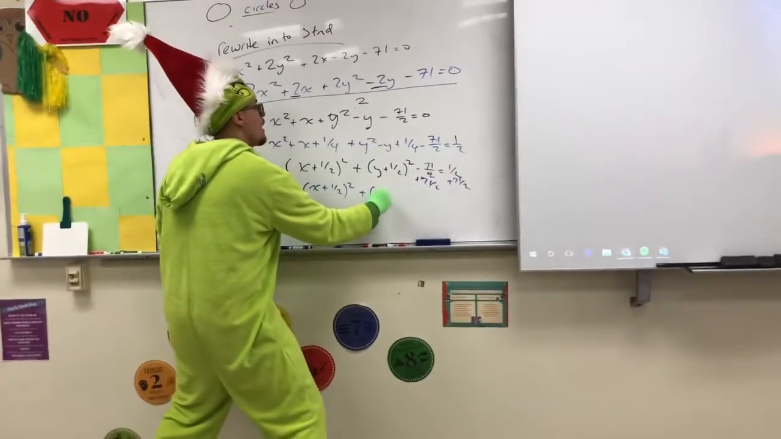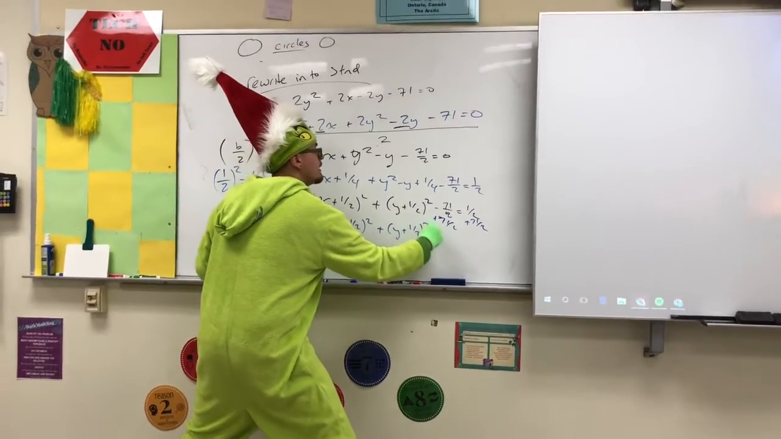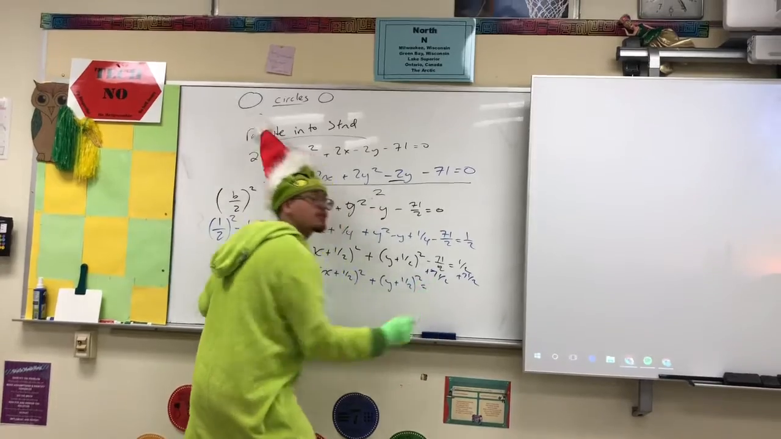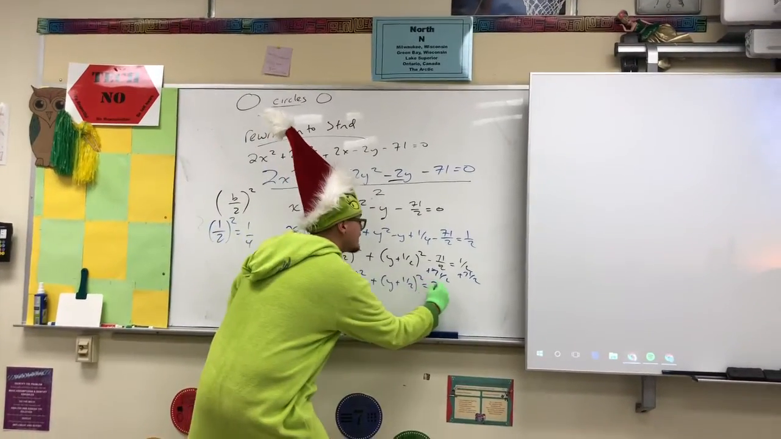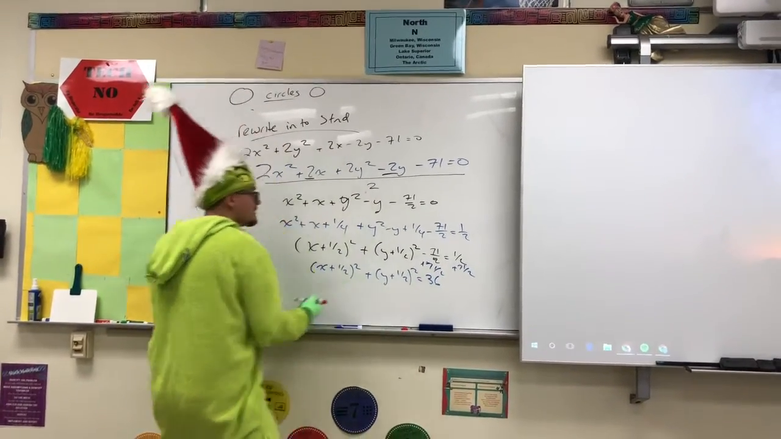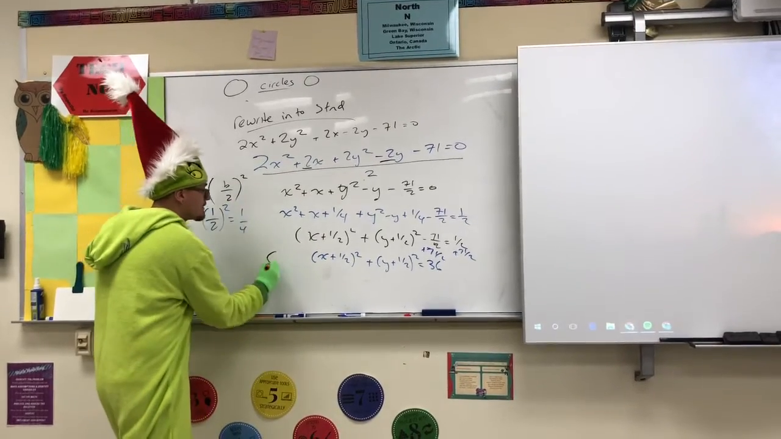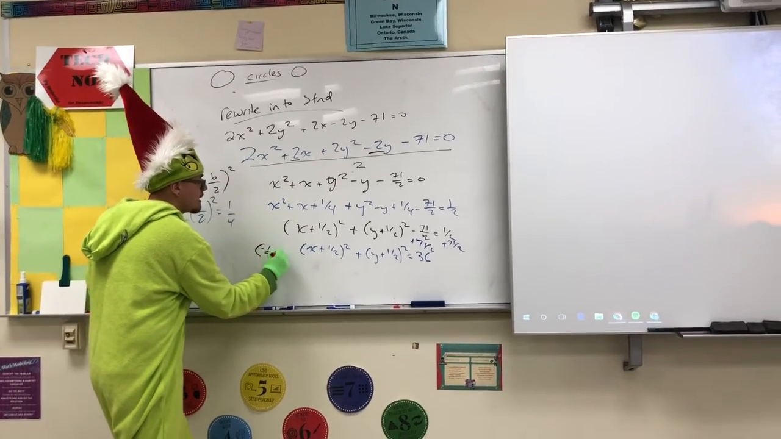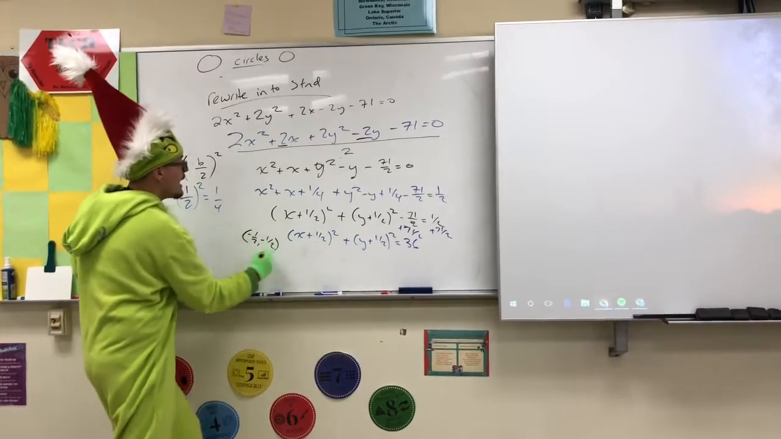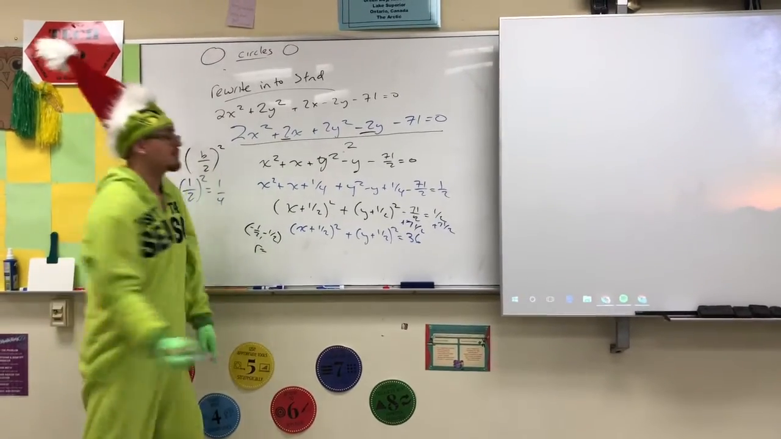X plus 1/2 squared plus y plus 1/2 squared equals 72 over 2, which simplifies to 36. I'm almost done. I just need to figure out my center and radius. My center point is negative 1/2 comma negative 1/2, because those are pluses. And my radius is 6. You have to take the square root of 36.